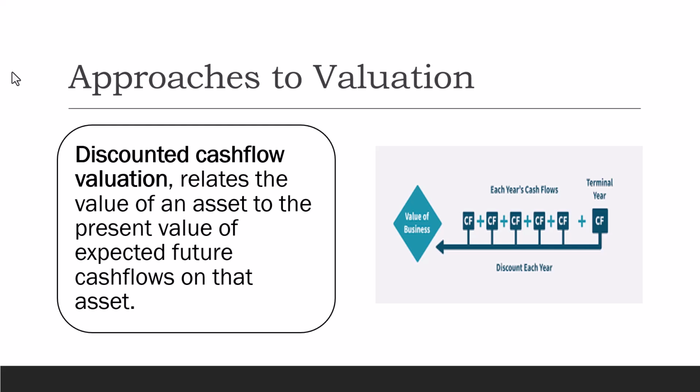Approaches to valuation. The first method is called discounted cash flow valuation. It relates the value of an asset to the present value of the expected future cash flows on that asset. Which means, suppose you have an asset, for example, you have bought a company share, so that's an asset for you. You buy a building, it's an asset. So any asset which you buy, you can value what the value should be.